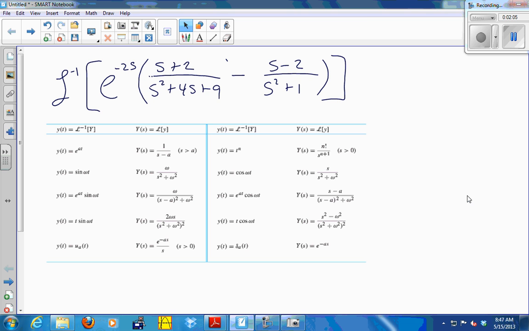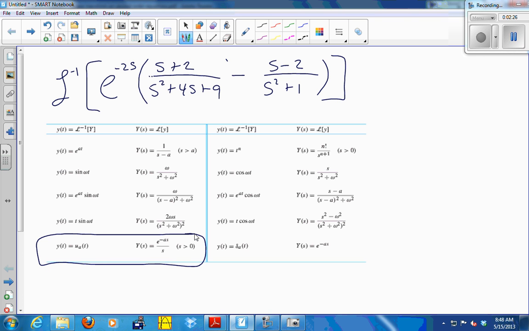Okay, so here's my table of Laplace transforms. I need an inverse Laplace of e to the something times some stuff I know the Laplace of. So look at this entry. It has an e to the negative as in the Laplace transform. So this is the Laplace transform. I'm trying to go back to the function y. This has an e to the negative as in it.